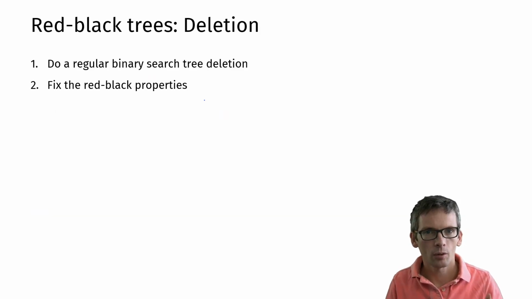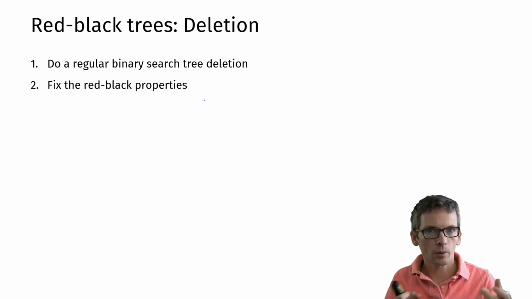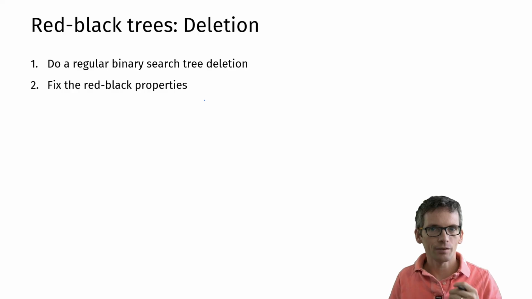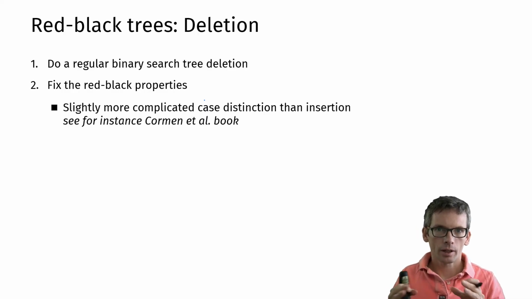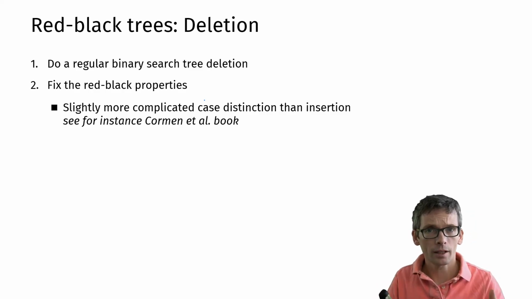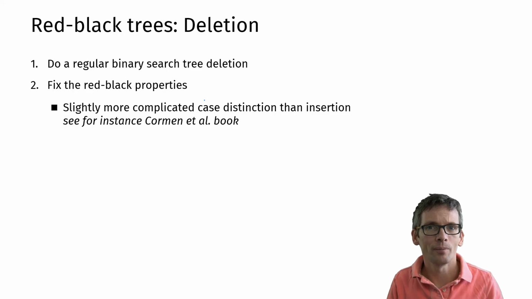Now deletions work in a similar way as insertions. So I do a regular deletion and then I fix the red-black property. I just wanted to give you an impression of red-black trees, so I'm not going to cover deletions in this video, but the principle is the same. You again use recoloring and rotations. You have a slightly more involved case distinction, but it goes through, and with the knowledge about recoloring and rotation, it's easy to read up on it if you want to.